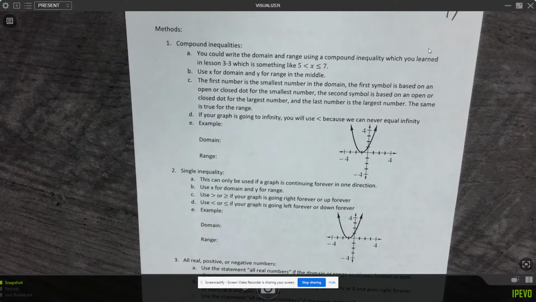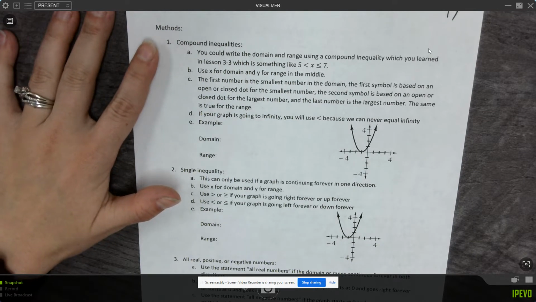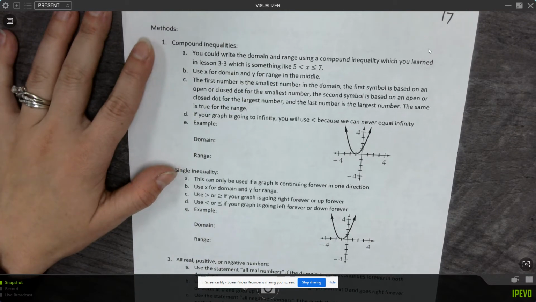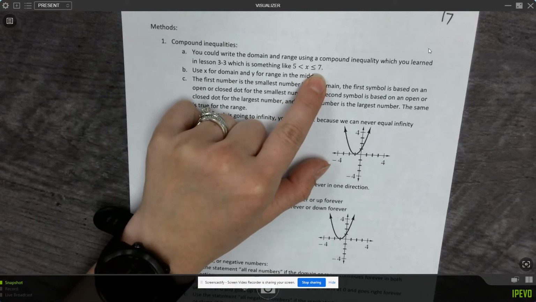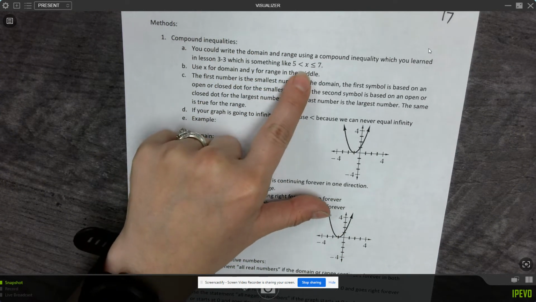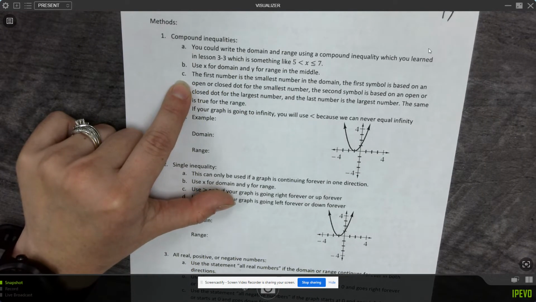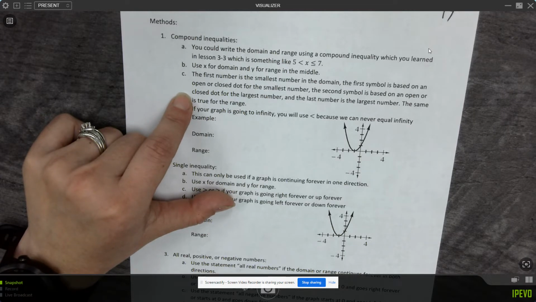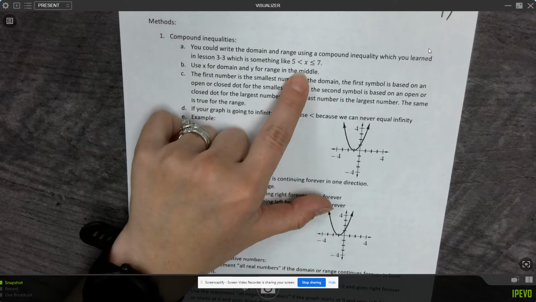So let's talk about your different types of how to write your domains and ranges. So type number 1 is a compound inequality, which you saw in Unit 3. A compound inequality is the smaller number, some inequality symbol, your variable, then another inequality symbol, the bigger number. Your domain and range can both be written like that. You just focus on domain is X, range is Y. So make sure you have a Y in the middle of your range. Your first number is the smallest number in your domain and the symbol that goes with it based on an open or closed dot for your smallest number. And the second symbol is based on an open or closed dot for the largest number, and then the last number is your largest number. The same is true for range. Just make sure you have a Y in the middle for range.